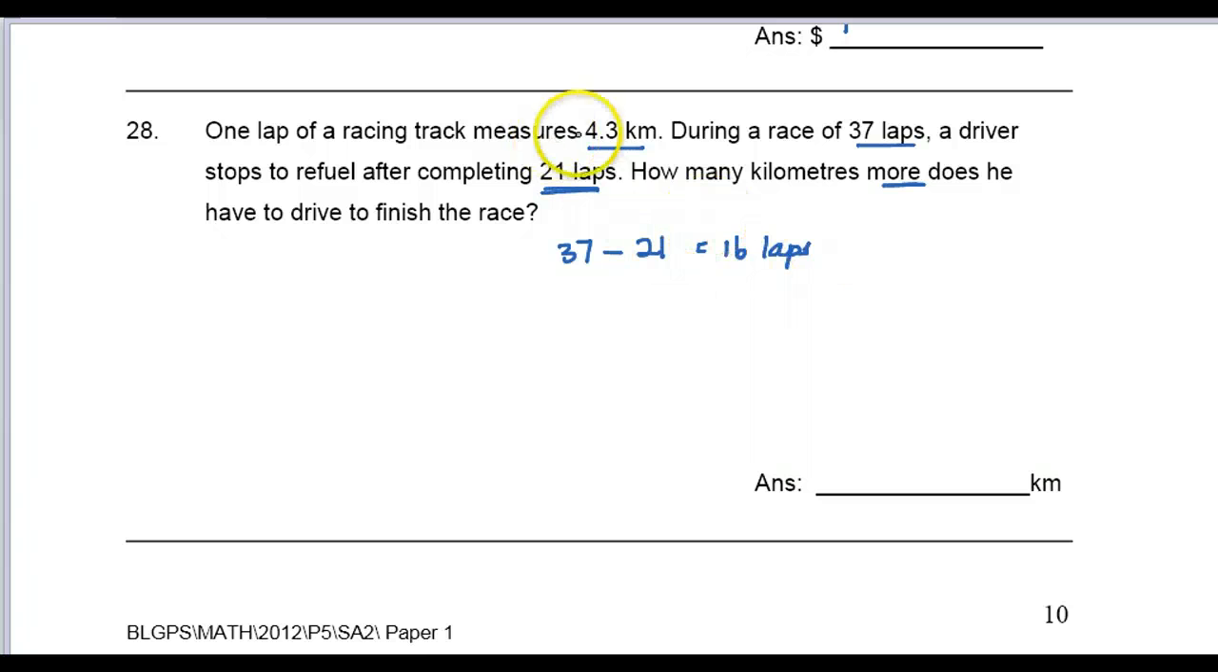So I know one lap is 4.3 kilometers. So I take 16 times 4.3 kilometers, and we will have 68.8 kilometers. This is 16 laps times 4.3 kilometers.